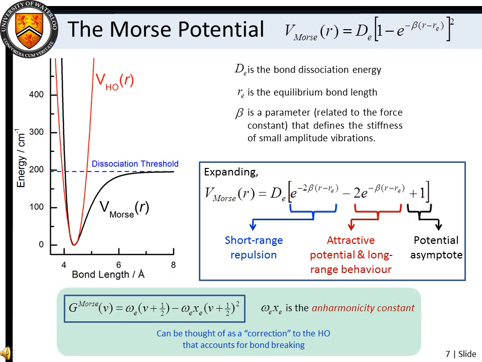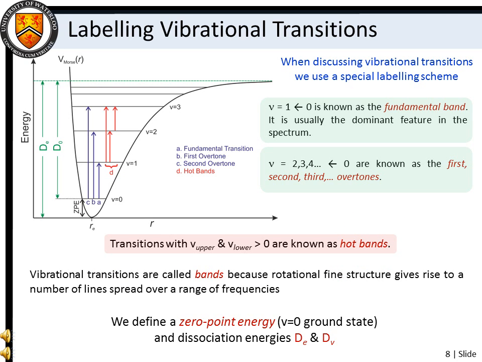This analytical function incorporates a long-range potential energy asymptote to account for bond dissociation. Quantum mechanical treatment using the Morse potential results in a description of vibrational energies that resembles the harmonic oscillator result, but corrected with an anharmonicity constant, which results in a decreased level spacing with increasing vibrational quantum number. When discussing vibrational transitions, we use a special labeling scheme. The transition between v equals 0 and v equals 1 is known as the fundamental band, and it is usually the dominant feature in the vibrational spectrum.